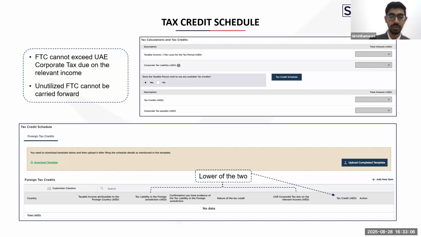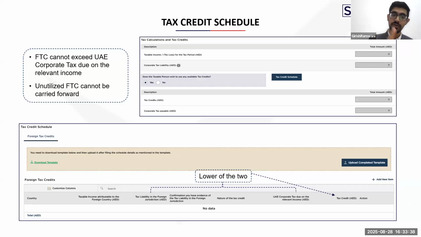So it is going to be the lower of the tax that you have paid in the foreign country or the tax that you would have paid in UAE. And unutilized foreign tax credit cannot be carried forward to future years. This is an important point to be mindful of. In the corporate tax return, you would see a corporate tax liability, and if you have got any foreign tax credit, then it would be reduced from your corporate tax liability, and the net corporate tax payable amount is going to be computed.